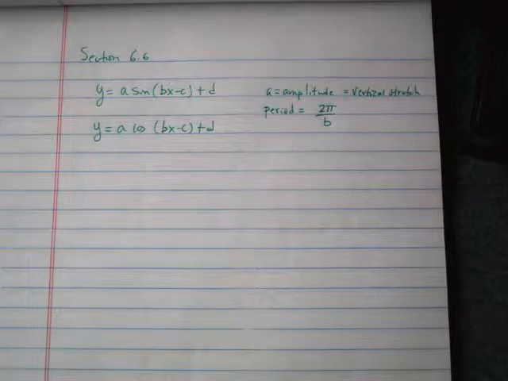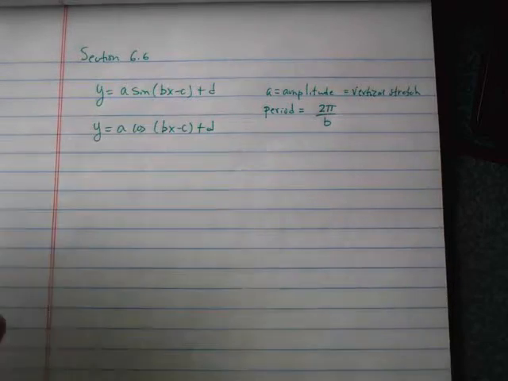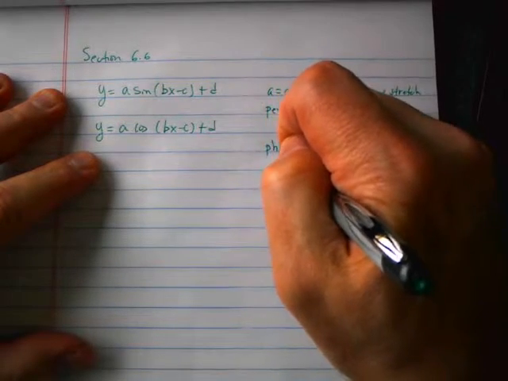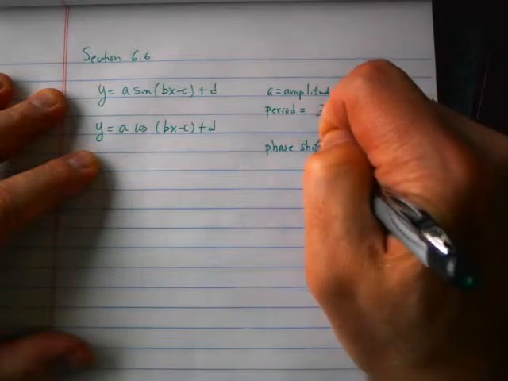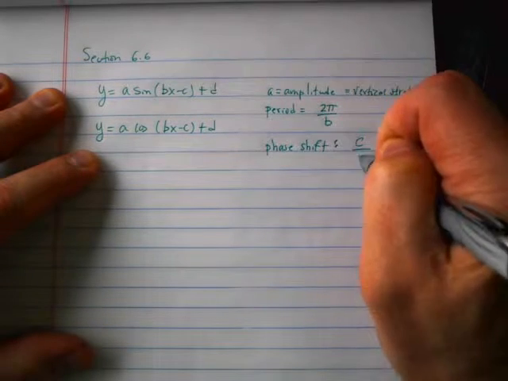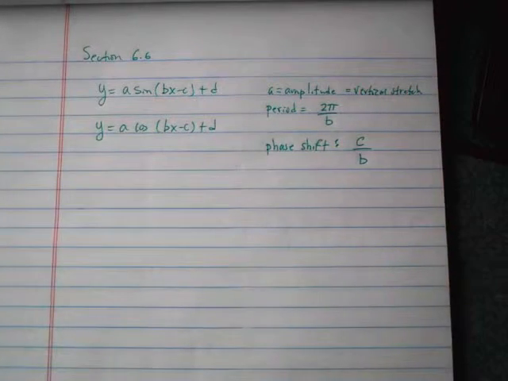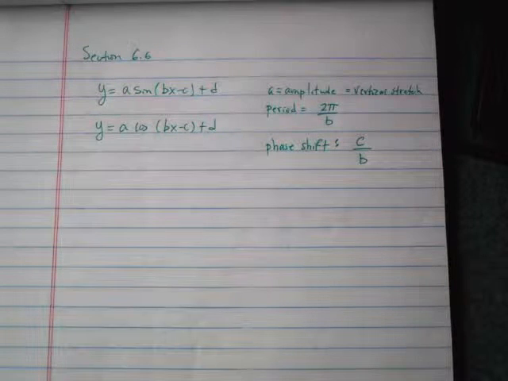How about C? Which was called phase shift, which is another word for translation horizontally. All right, so our phase shift actually deals with C and B. We saw in the graphs we looked at the other day. To figure out the phase shift, how far horizontally, left or right, your graph is moved, it's C over B.